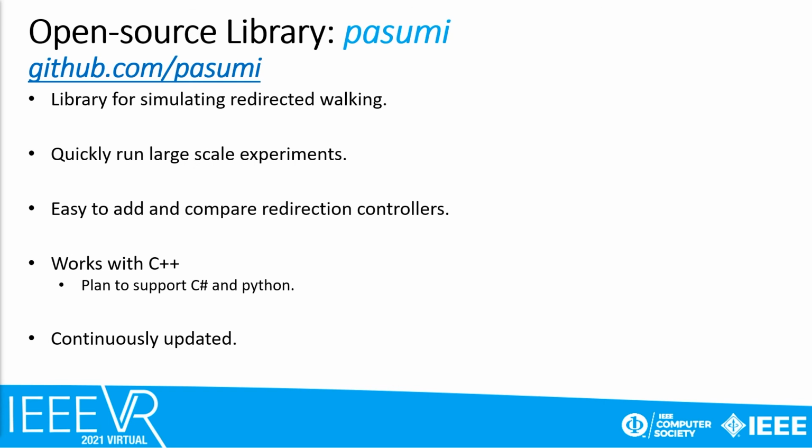In an effort to encourage other researchers to work on this problem, we released the alpha version of Pesumi, a library for developing controllers for redirected walking. The library has a controller API which makes it easy to develop and compare new algorithms, since this is a bit of a problem in our field. It also allows you to quickly run large-scale experiments to collect lots of data. We plan to continually update this software, and we hope that others in the community can contribute as well.